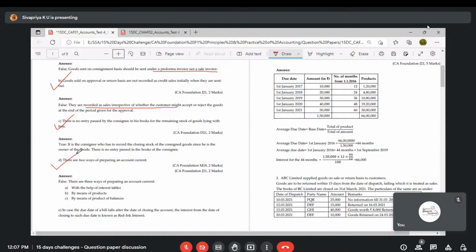Question number 4, there are 2 ways of preparing an account current. Answer is false. There are 3 ways of preparing the account current: with the help of interest tables, by means of products, and by means of product of balances.